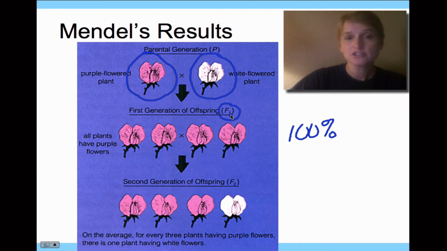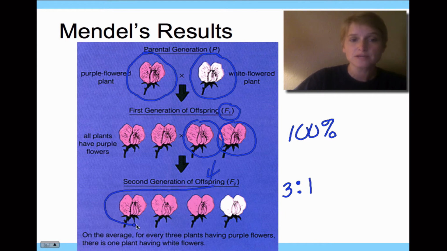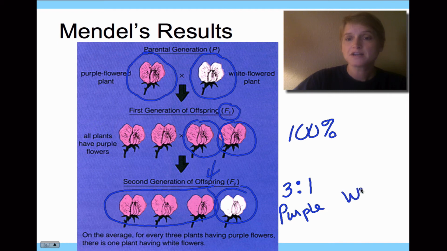Then he would take the F1 generation and cross those to produce a second generation. So he would take this plant and cross it with this plant in order to get to the F2 generation, the second generation. And what he found out was that he would have a 3-to-1 ratio. Consistently, no matter what kind of cross he would do, he would get a 3-to-1 ratio. So he would get 3 of that trait that he saw in the first generation, but he would get 1 of that trait that was going back to the original parent generation. So he would get 3 purple to every 1 white.